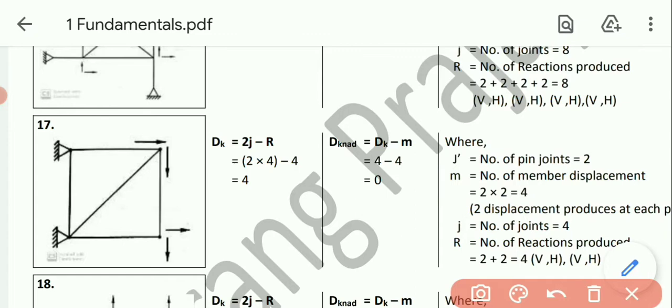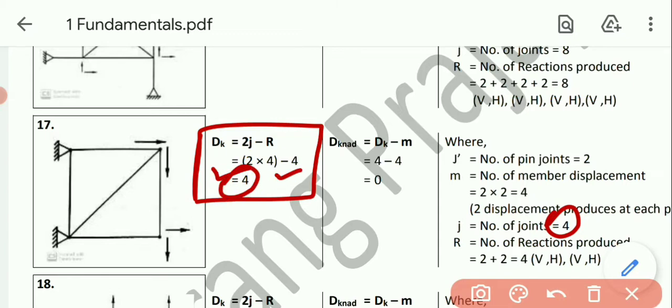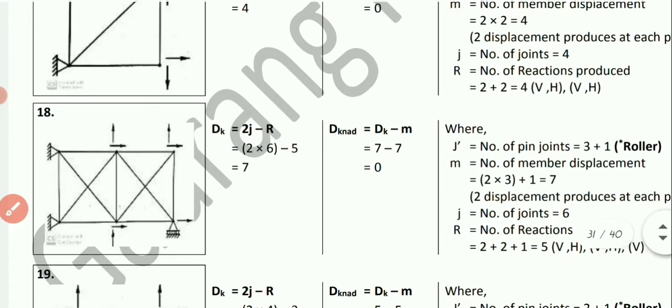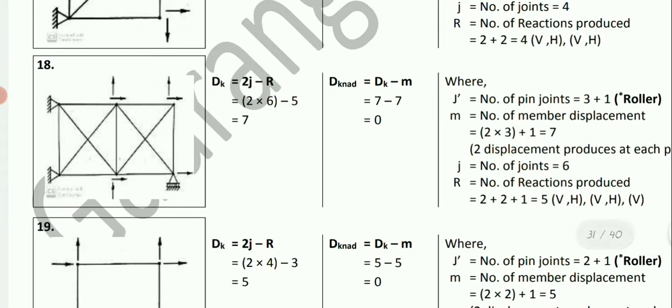So we have got all the unknowns. Dk is twice J minus R, J stands for 4, 2 times 4 minus 4, the answer comes 8 minus 4, so that is 4. These are the displacements, that's the 4. And Dk none, that is Dk minus M, Dk is 4, M is 4, I will get the answer 0. So that's our cross check. Example number 18.